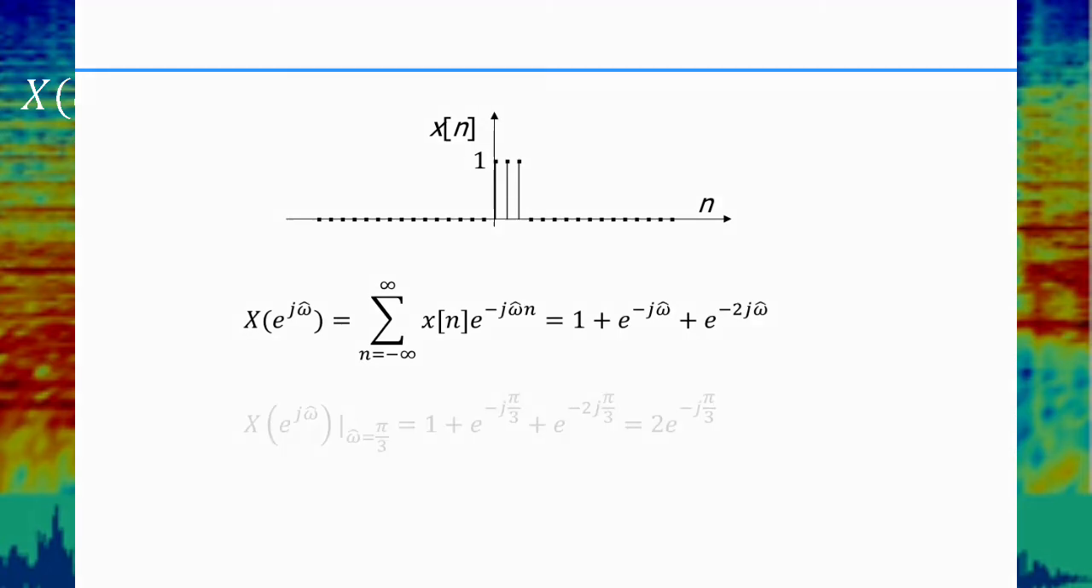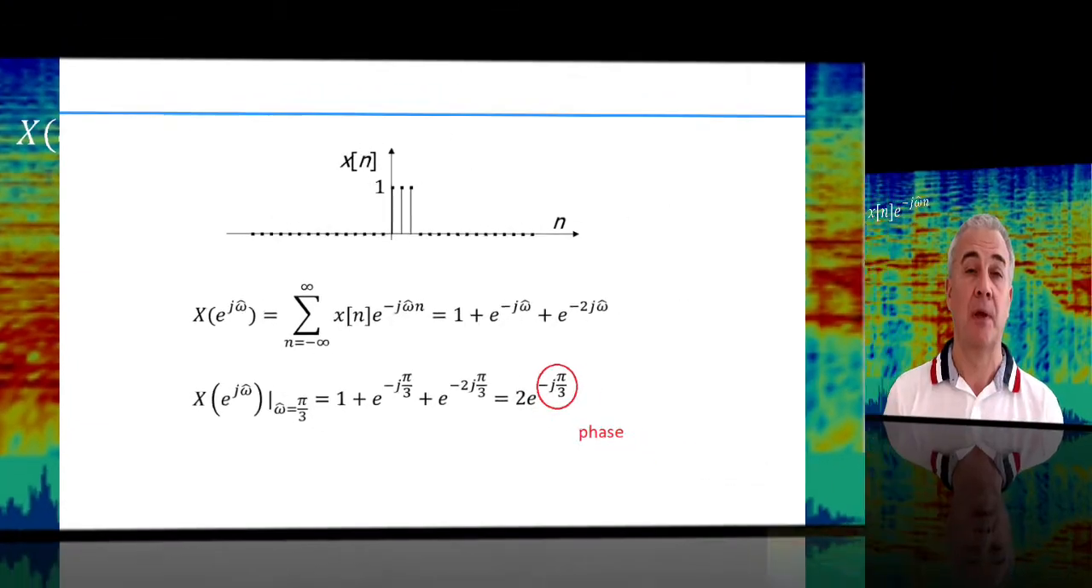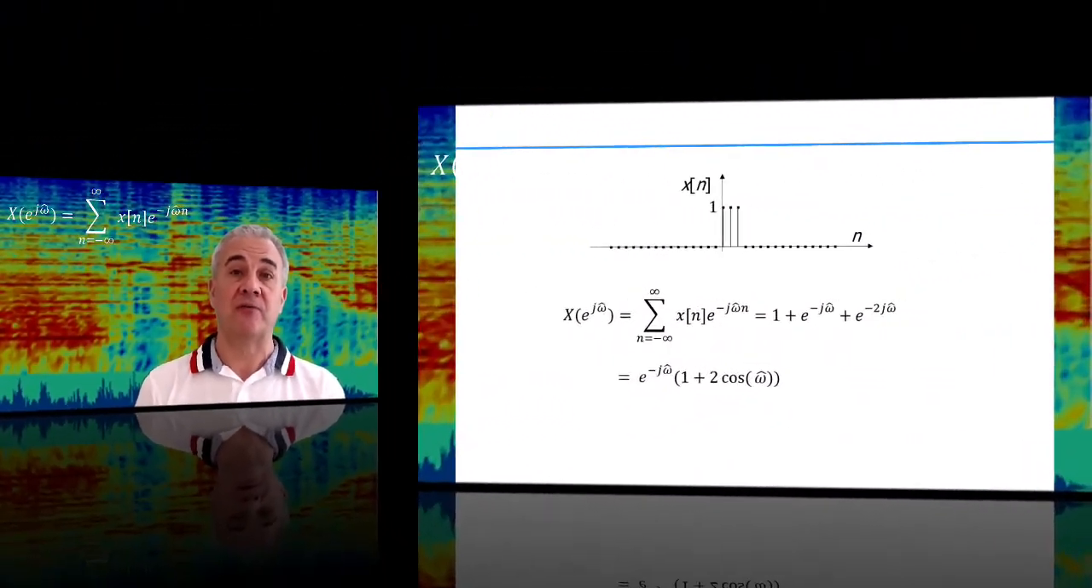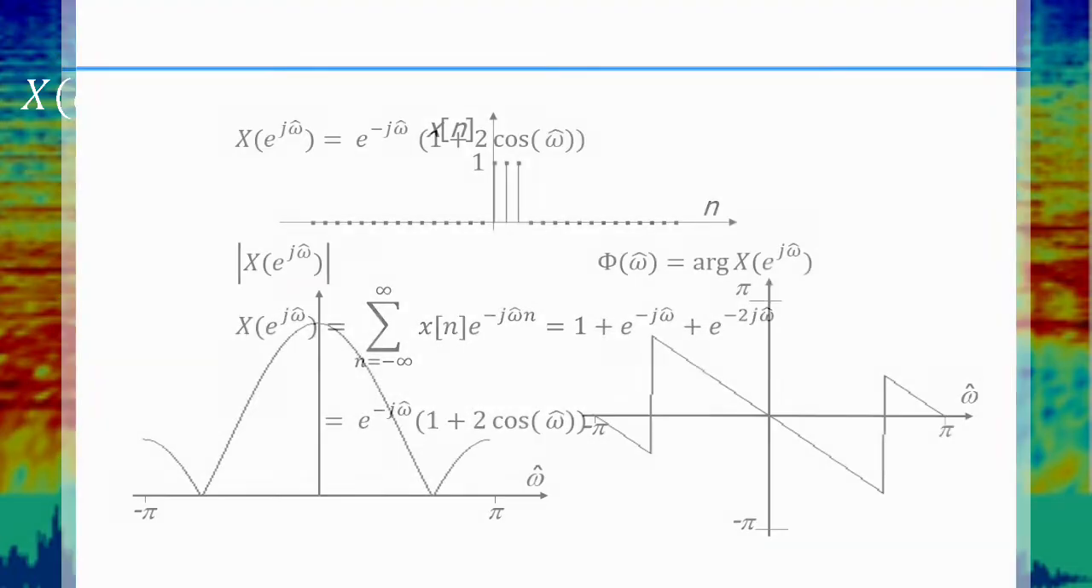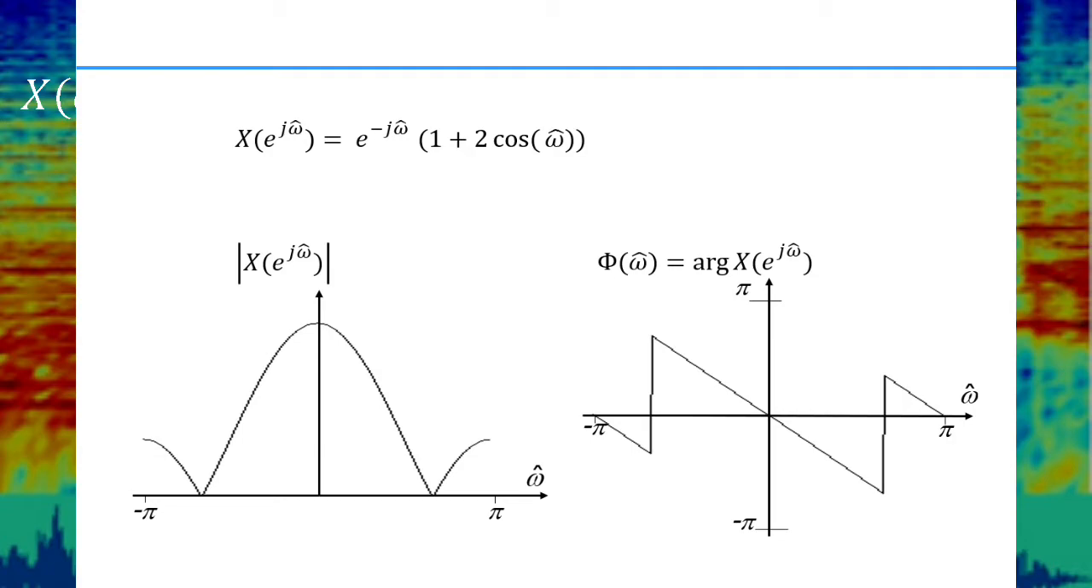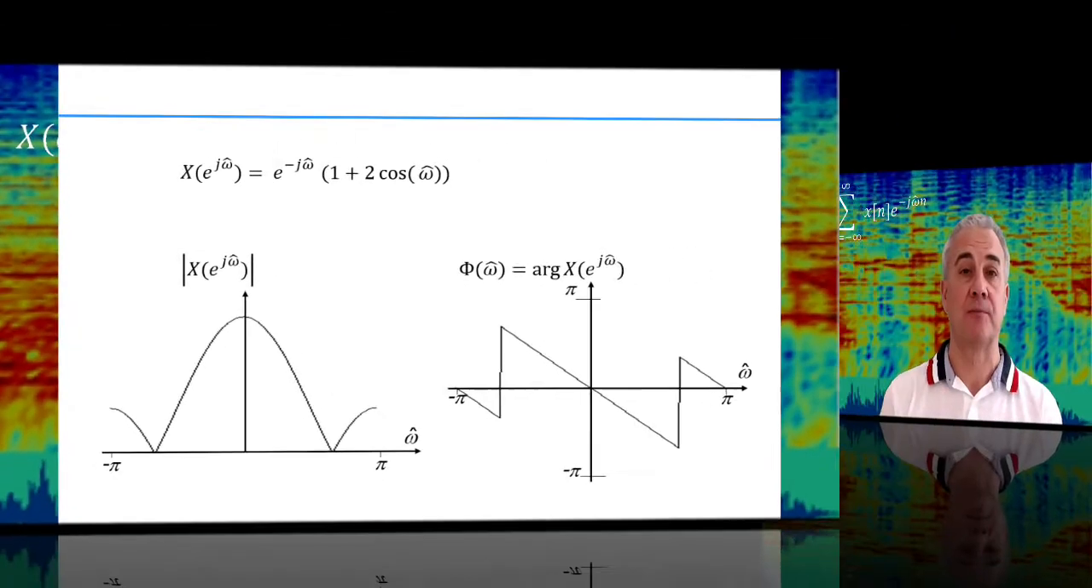For instance, if we take the digital frequency omega is pi over 3, we get this DTFT coefficient, which has an amplitude of 2 and a phase of minus pi over 3. In general, we need numerical methods to plot the full amplitude and phase spectrum. But in some special cases, like this one, we can rewrite the result so that the magnitude and phase appear directly in the DTFT expression. These can now be plotted quite easily, but again, this only works in special cases.